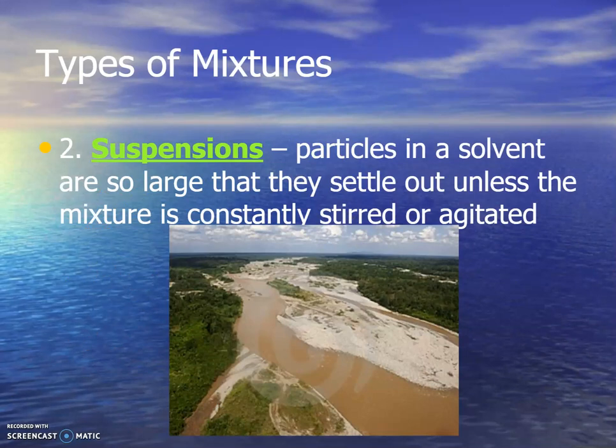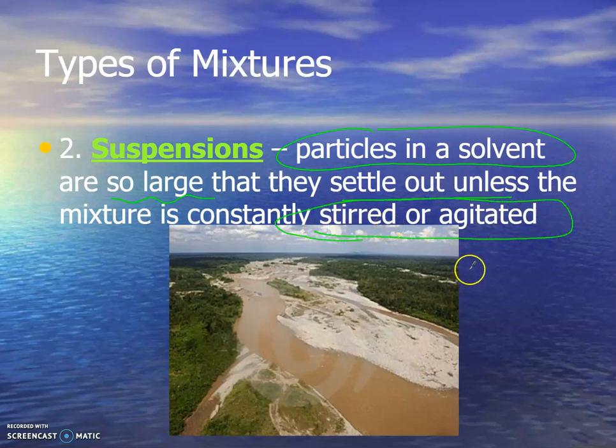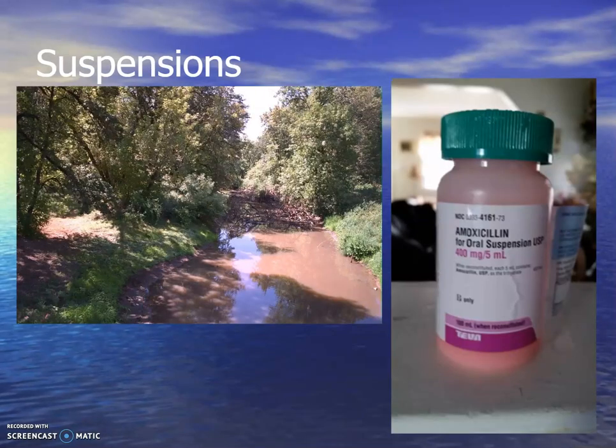Okay, so the other type of mixture is going to be a suspension, suspended in midair. It pretty much means the same thing. The particles are suspended in the solvent. They are so big that they would actually settle out unless you're constantly stirring it or agitating. So you need some type of moving water, most likely, when we're talking about our suspensions. Muddy river water is going to be muddy until it calms down the day after it rains, and then you'll see that it'll become clear again.